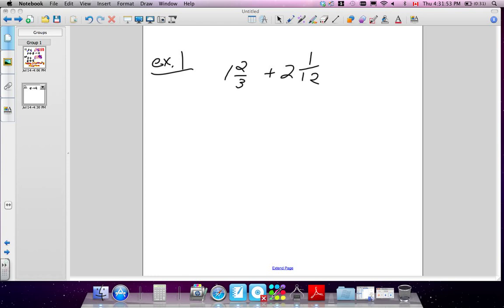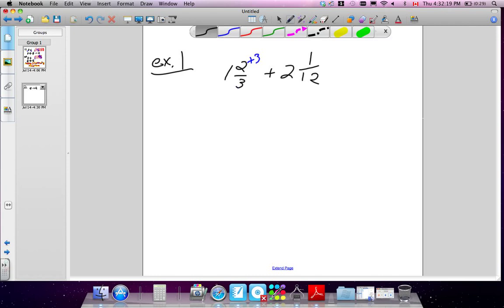So to change something to improper, the whole number is the number in front, right? So the whole number in the first fraction is 1, the whole number in the second one is 2. You take the whole number and you multiply it by the denominator. So in this instance, we take 1 times 3. What is 1 times 3? 3. Then I take that number, which is 3, and I add it to the top of the fraction. What's that going to give us? 5. That's right. So the denominator still stays the same. Our fraction now becomes 5 over 3.